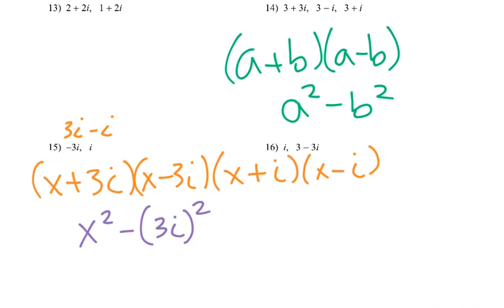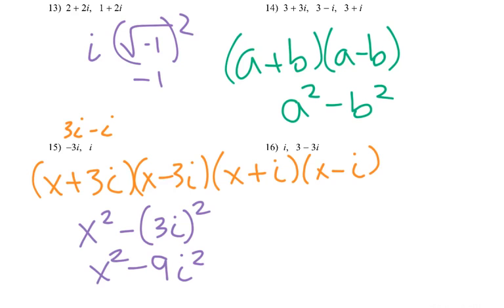Okay? And 3 squared is 9. And then we have i squared. Now, the thing with i squared, i is the square root of negative 1. So if we square that, we end up with negative 1. So this becomes negative 1. So I'm times by negative 1, which times that by negative 9, it'll make it a positive 9. So I end up with x squared plus 9.